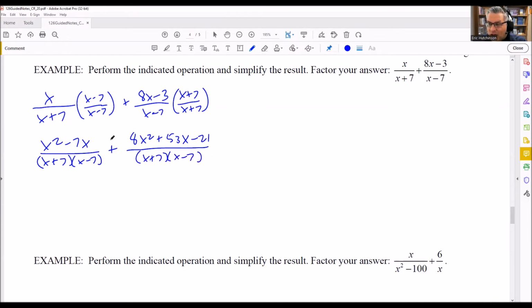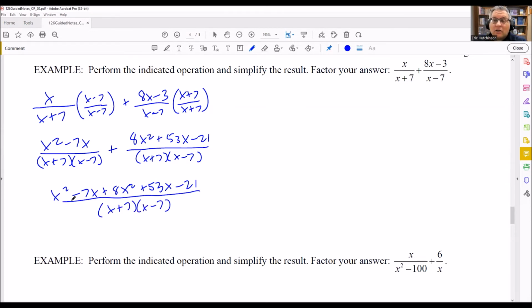We're adding this together, so there's nothing to distribute here. We can just put all these terms together on top. So x squared minus 7x plus 8x squared plus 53x minus 21. Now we have all that over our common denominator, x plus 7, x minus 7.